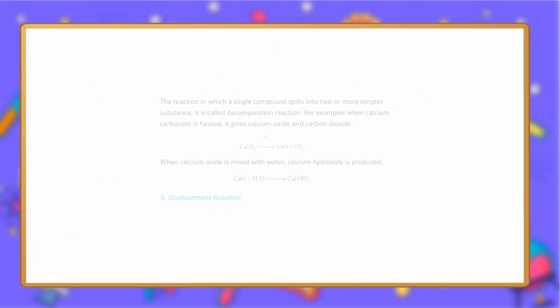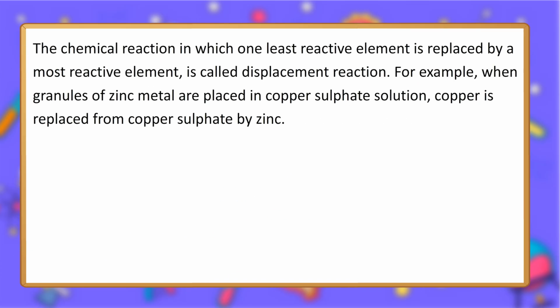3. Displacement reaction. The chemical reaction in which a less reactive element is replaced by a more reactive element is called a displacement reaction. For example, when granules of zinc metal are placed in copper sulfate solution, copper is replaced from copper sulfate by zinc. CuSO4 plus Zn gives ZnSO4 plus Cu.